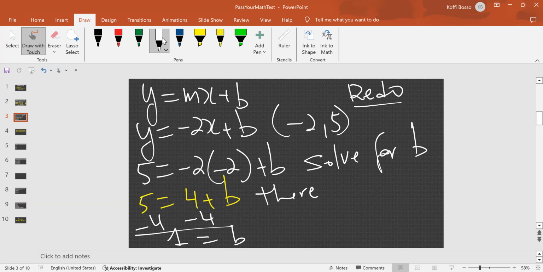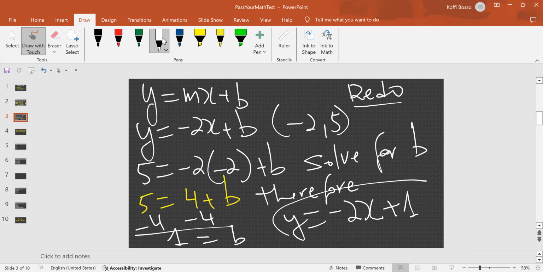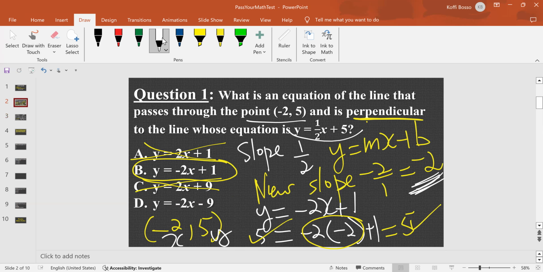Therefore, the equation is what? y is equal to negative 2x plus the b value, which is 1. And you're going to check all the 4 choices to see which one has y equals negative 2x plus 1. And that is choice B. So we use 2 different methods to solve this question 1. Let's continue.